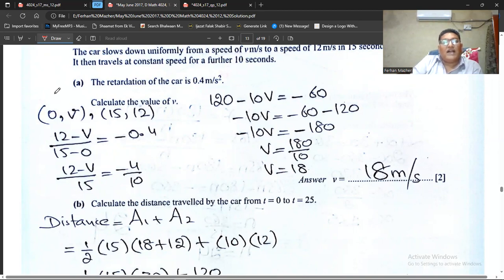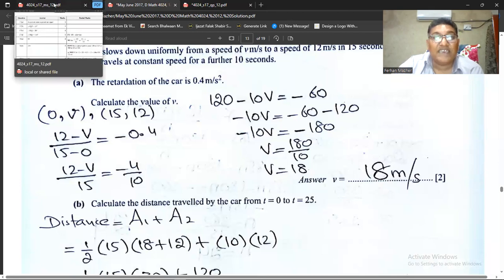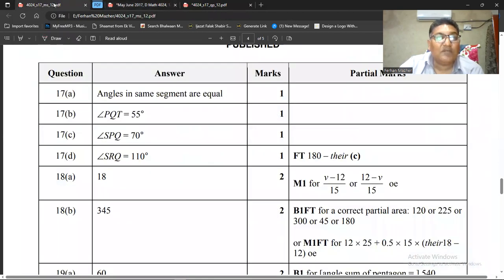So it will be (12 minus v) divided by (15 minus 0), and that will be equal to minus 0.4. So (12 minus v) divided by 15 equals minus 4 by 10. Cross multiply here. So you will have 120 minus 10v equals minus 60. So minus 10v will be equal to minus 60 minus 120, and minus 10v will be equal to minus 180. Minus minus will be cancelled. So v will be equal to 180 divided by 10, and that will be 18. So the v value is 18 meters per second, and that answer is right, sir.